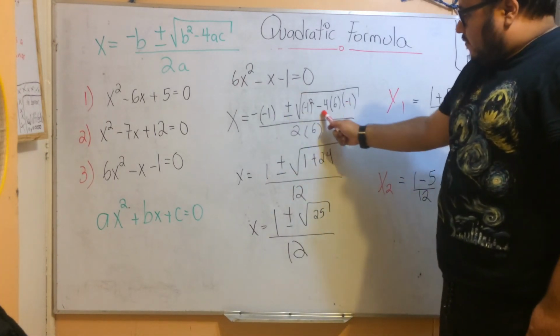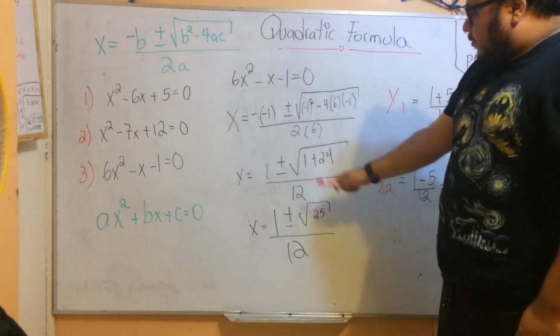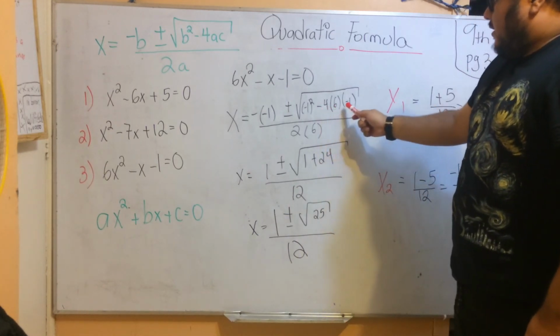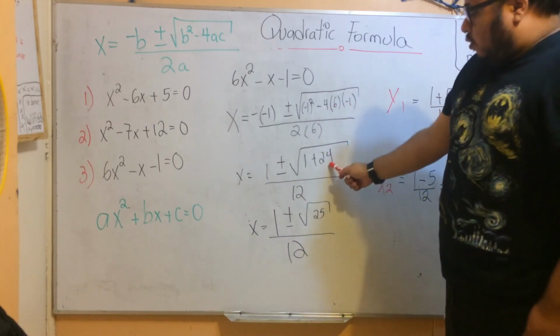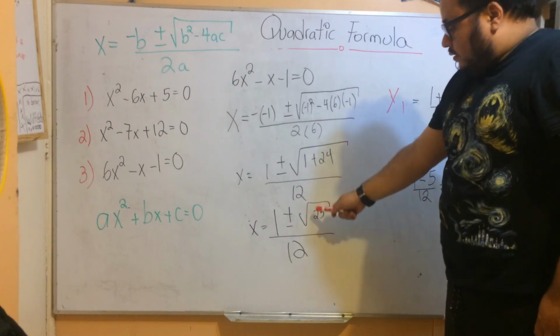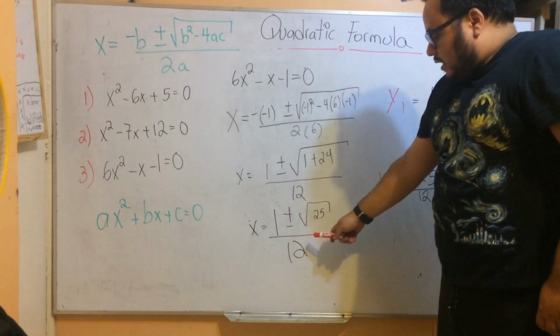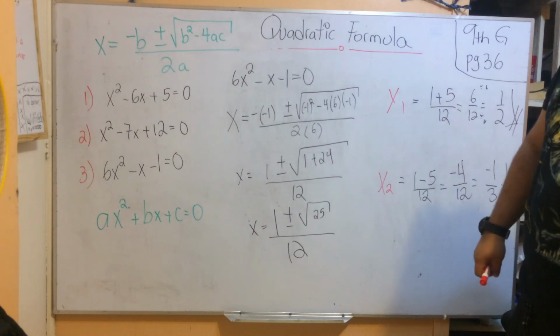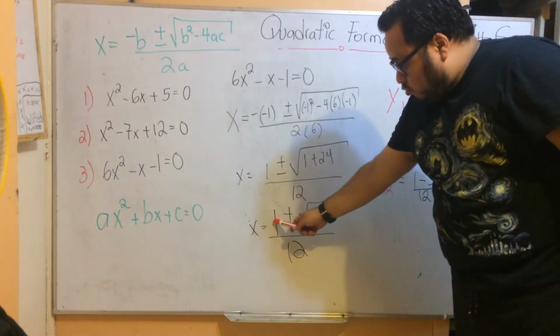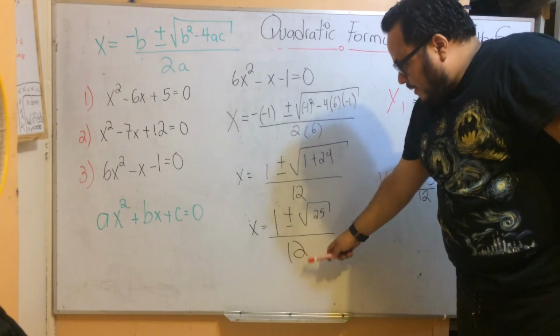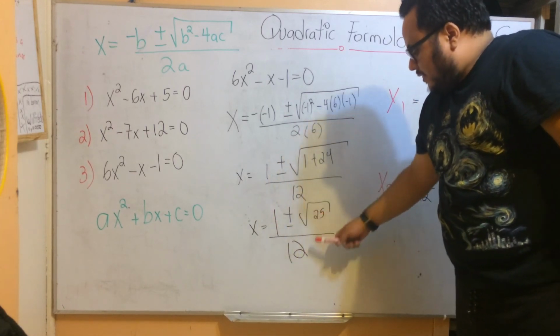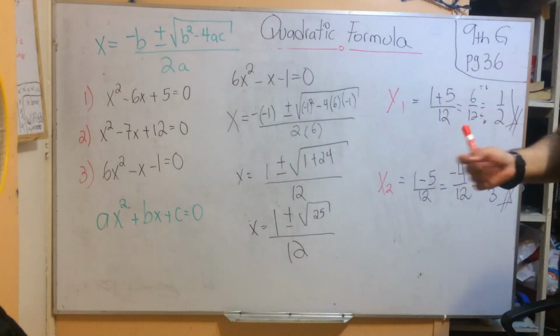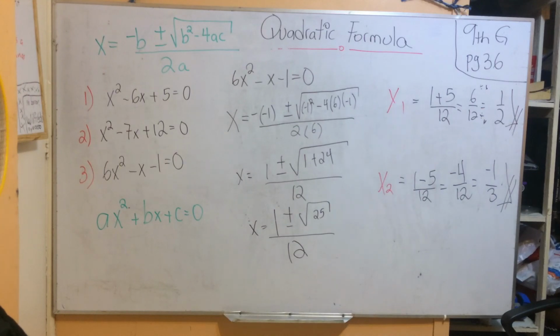Okay, so this negative clashes with this one and it becomes positive. And 4 times 6 times 1 equals 24. When we add it with 1, it's 25. Okay, and the square root of 25 is 5. Then we have the two terms: 1 plus this divided by this, and 1 minus this divided by this. And that's where we get our two answers.